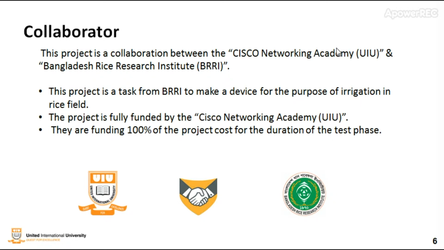The name of our project is the Smart Irrigation Control System for Bangladesh Rice Research Institute. This project is a collaboration between the Cisco Networking Academy and Bangladesh Rice Research Institute. This project is a task from Bangladesh Rice Research Institute to make a device for the purpose of irrigation in rice field. The project is fully funded by the Cisco Networking Academy. They are funding 100% of the project cost for the duration of the test phase.